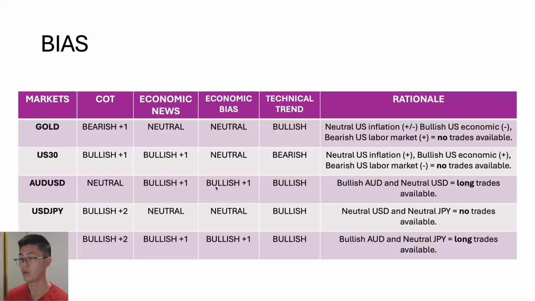AU is, the COT cancels each other out. They were both quite bullish. Economic news, I'm favoring Aussie. Economic bias, I'm favoring Aussie. Technical trends, bullish as well. We got long trades here. We got long trades here as well for AJ. UJ, we are on the sidelines. It's just too neutral, and these two are better trades, so better biases.